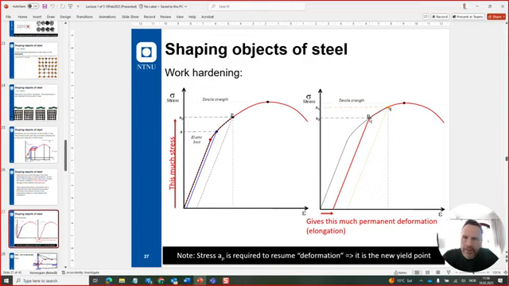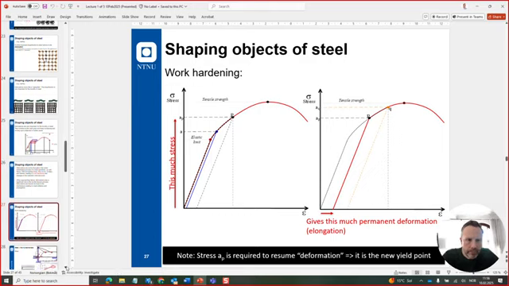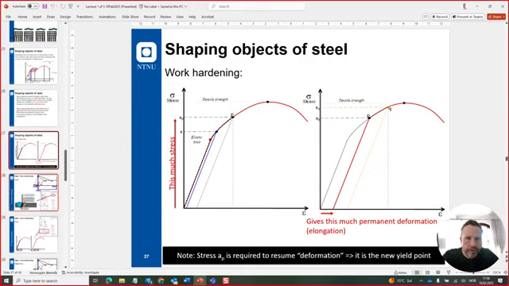So that's work hardening. You go beyond the yield point and you get a new yield point, but you also have a permanent deformation that comes with it.